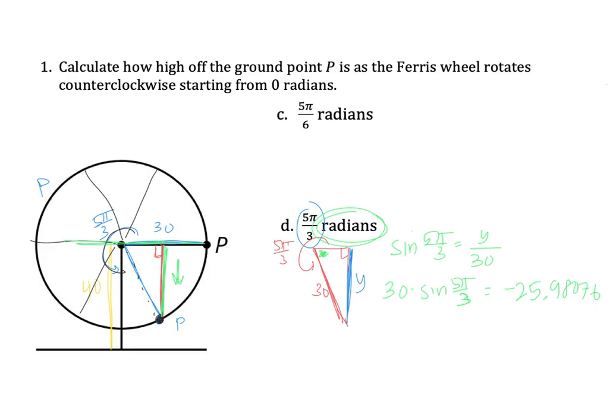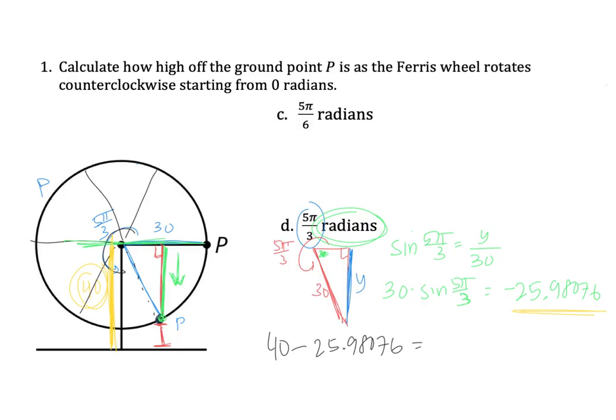This is assuming that this is my x-axis. I am going down negative 25.98076 feet. But that's not the question. The question is, how high is P from the ground? Well, if this entire distance from the center to the ground is 40 units, what do I do with 40 and negative 25.98076? Hopefully you realize we would take 40, we would subtract 25.98076, and then you would get your answer doing that.